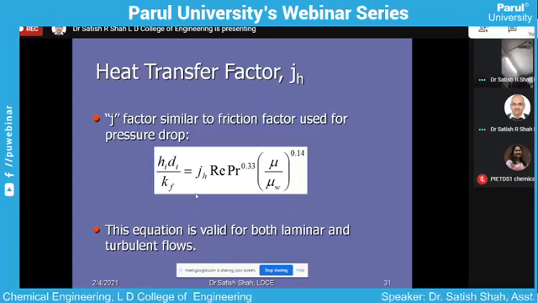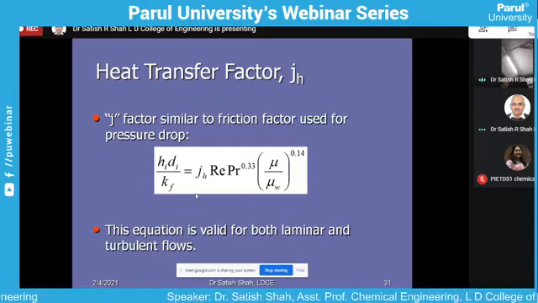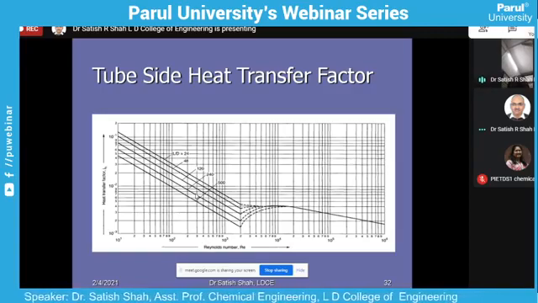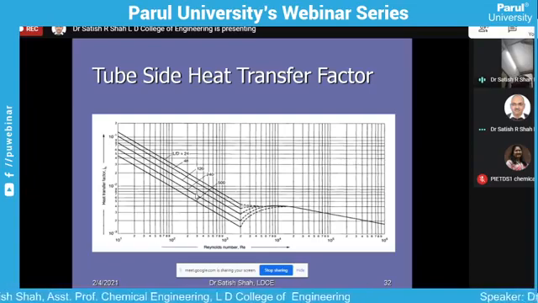Then see, they have given the chart also for JH. You can use that chart to find out the JH value from the Reynolds number, and you can use it for calculation of the heat transfer coefficient. That is applicable to any type of flow, whether it is laminar or turbulent. So this is the chart available to you. This is known as the tube side heat transfer factor, and you can use this chart for calculation of the JH factor. And that JH factor you can substitute in the formula and you will calculate the heat transfer coefficient.